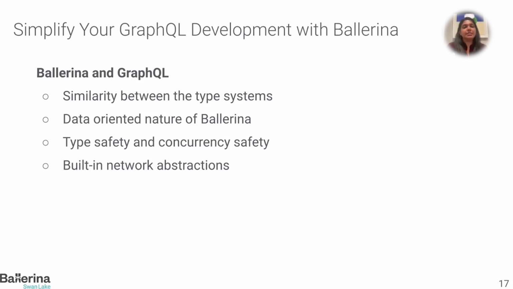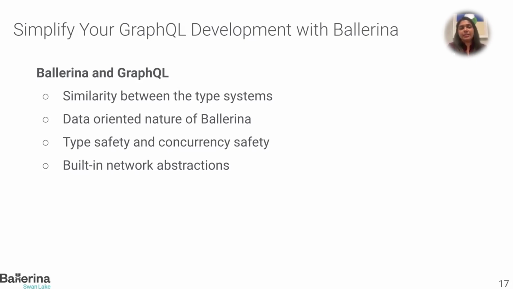The first thing is similarity between the type system. If you're familiar with GraphQL specifications, it has very well-defined type schema. So it defines the different operation types, whether mutations or query types, and also what are the associated data types. So Ballerina type system as well as the GraphQL schema representation is very much similar.